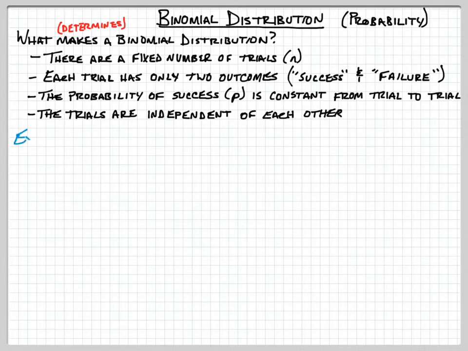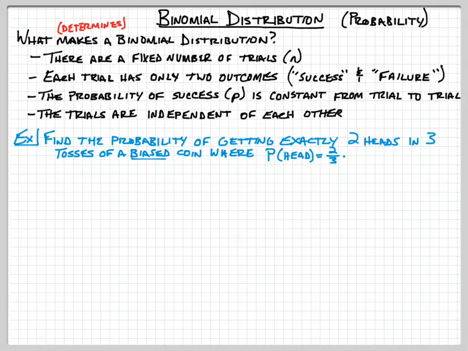Okay, so let's look at an example. The example is, we're going to find the probability of getting exactly 2 heads in 3 tosses of a biased coin, where the probability of getting a head is 2 out of 3. So for whatever reason, this coin is weighted, so you get heads more often than you do tails. So we're going to work on the probability of getting exactly 2 heads.